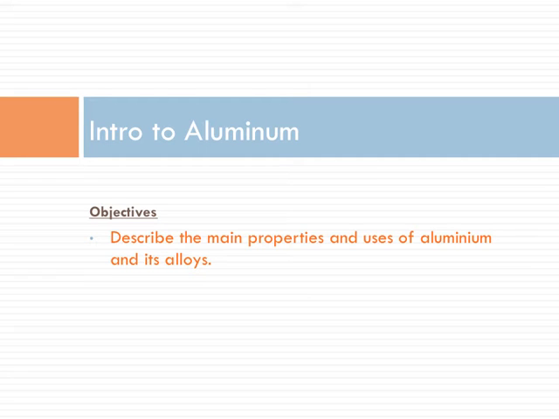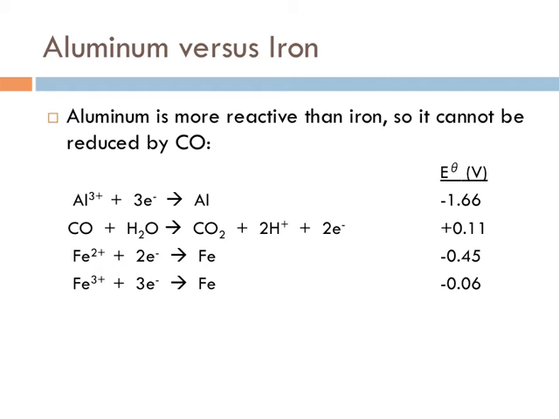Alright, so now we're going to talk about aluminum, and the main objective is to describe the main properties and uses of aluminum and its alloys. First, let's talk about aluminum versus iron.